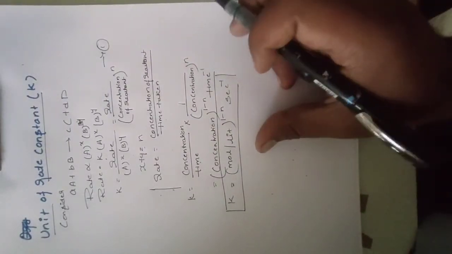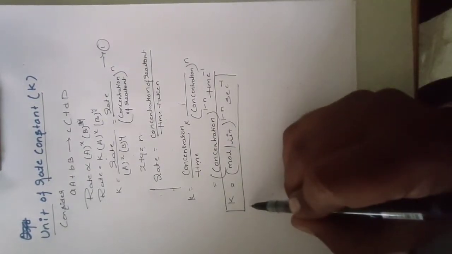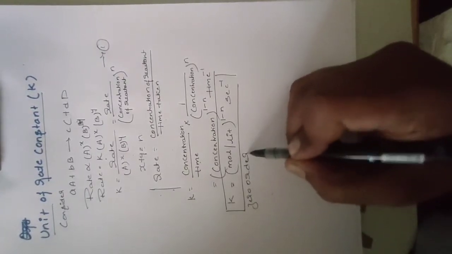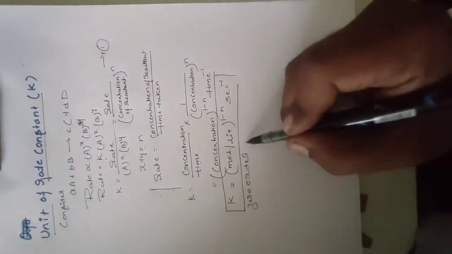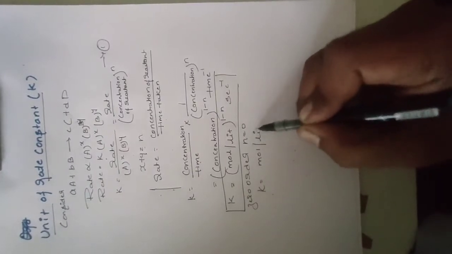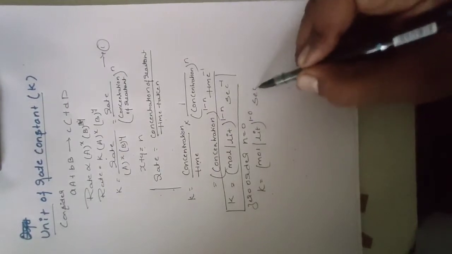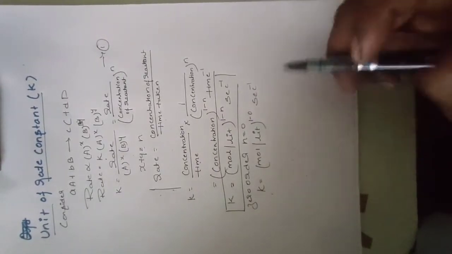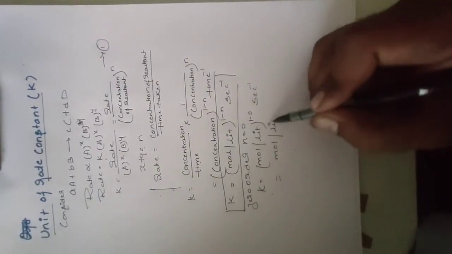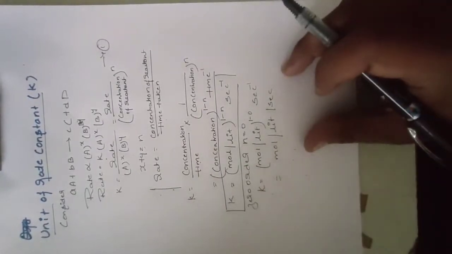Okay, if n is equal to 0, for zero order, then k is equal to (mole per liter) to the power 1 minus n, per second. 1 minus 0 is 1, so we get mole per liter per second. This is for zero order.